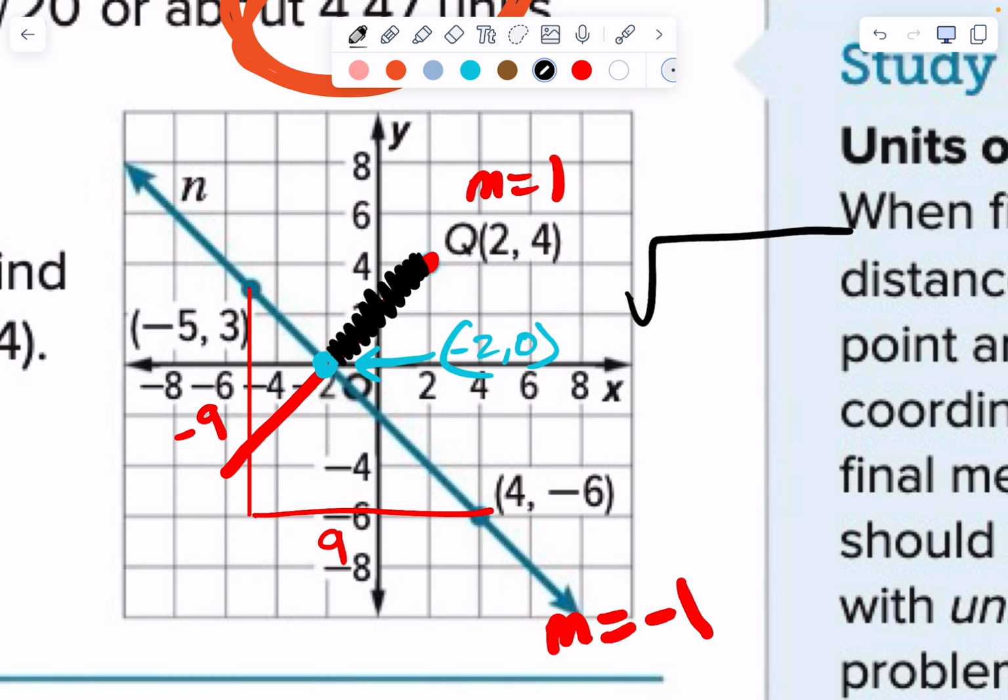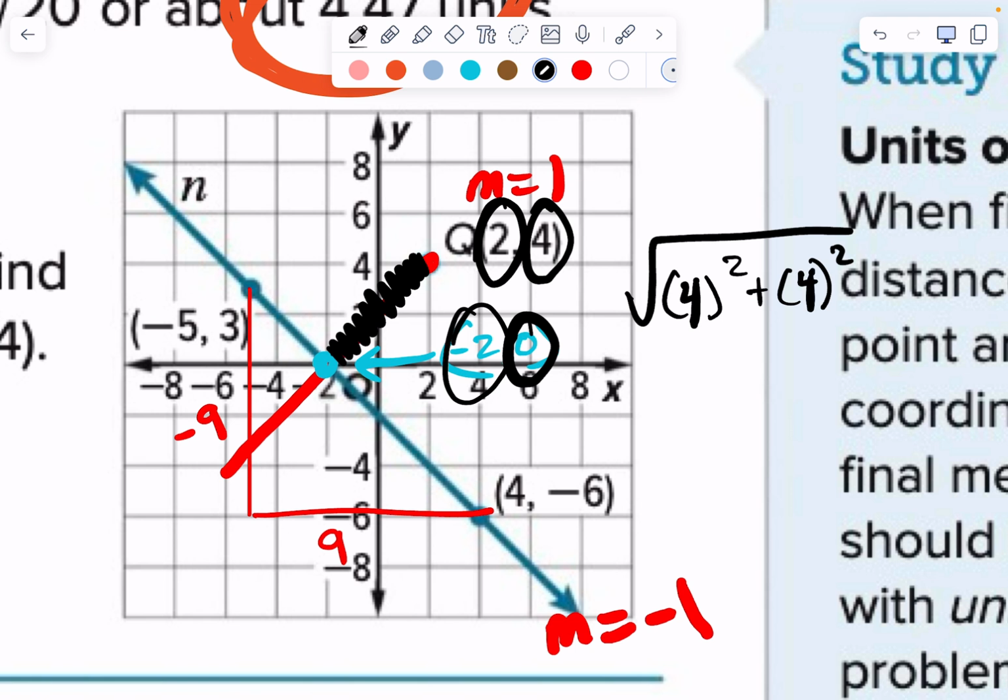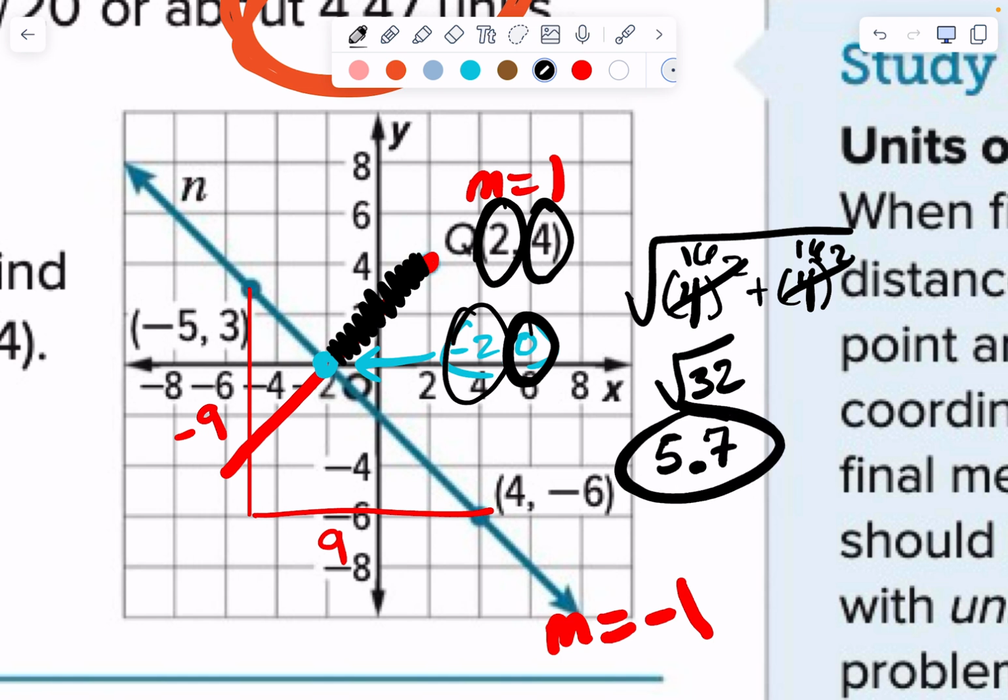So the square root. I'm doing the square root of, how far apart is 2 and -2? 4. What about 4 and 0? 4. 4 squared is 16. 4 squared is 16. That's the square root of 32, which is 5 point something. I'm going to say 5.7. 5.7. Nice. So that is how far.